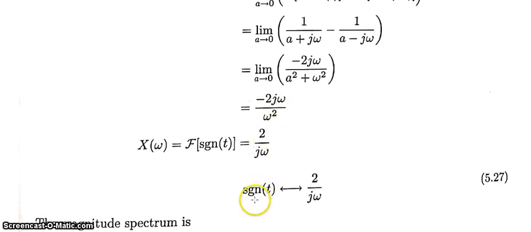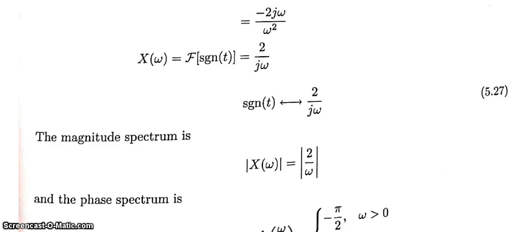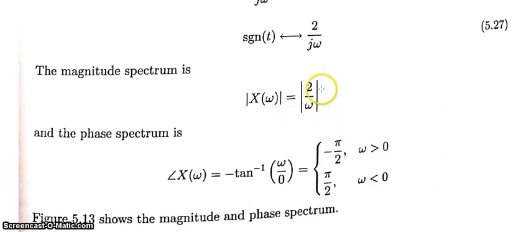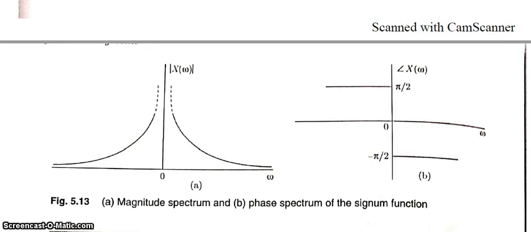Therefore we can say the Fourier transform CTFT of the signum function is 2 by j omega, and we can see that this is a complex number. So the magnitude of this is 2 by omega, and the phase angle is minus pi by 2, that is, the phase angle is minus tan inverse omega by 0, which is minus pi by 2 when omega is greater than 0, and pi by 2 when omega is less than 0. Okay, so here we have the signum function, this is its magnitude, and this represents the phase angle.